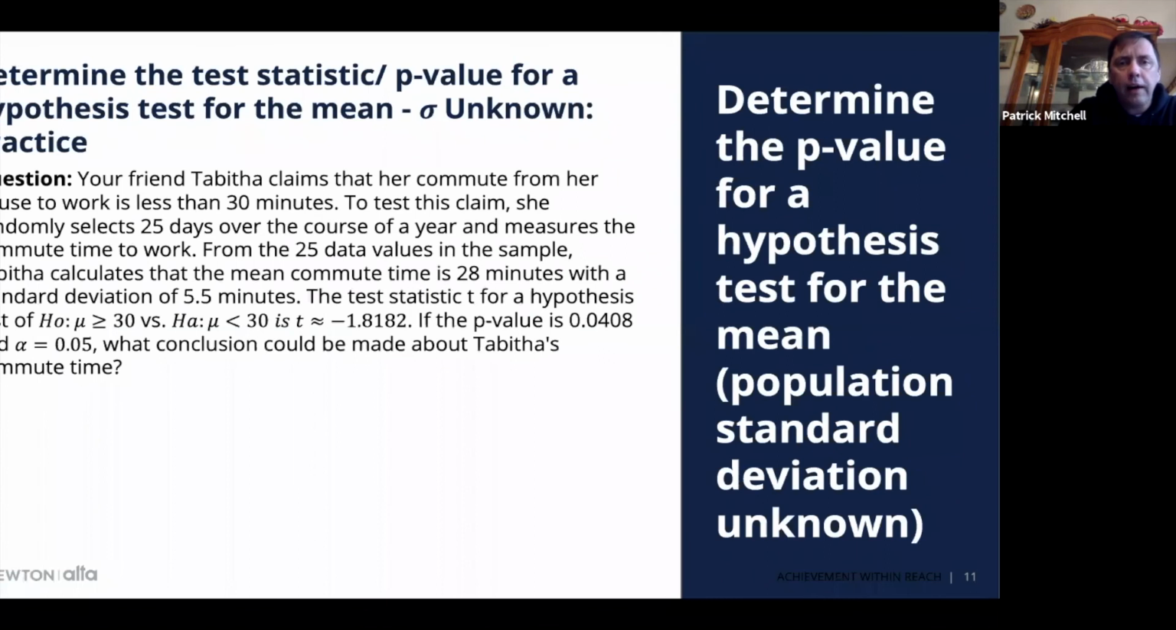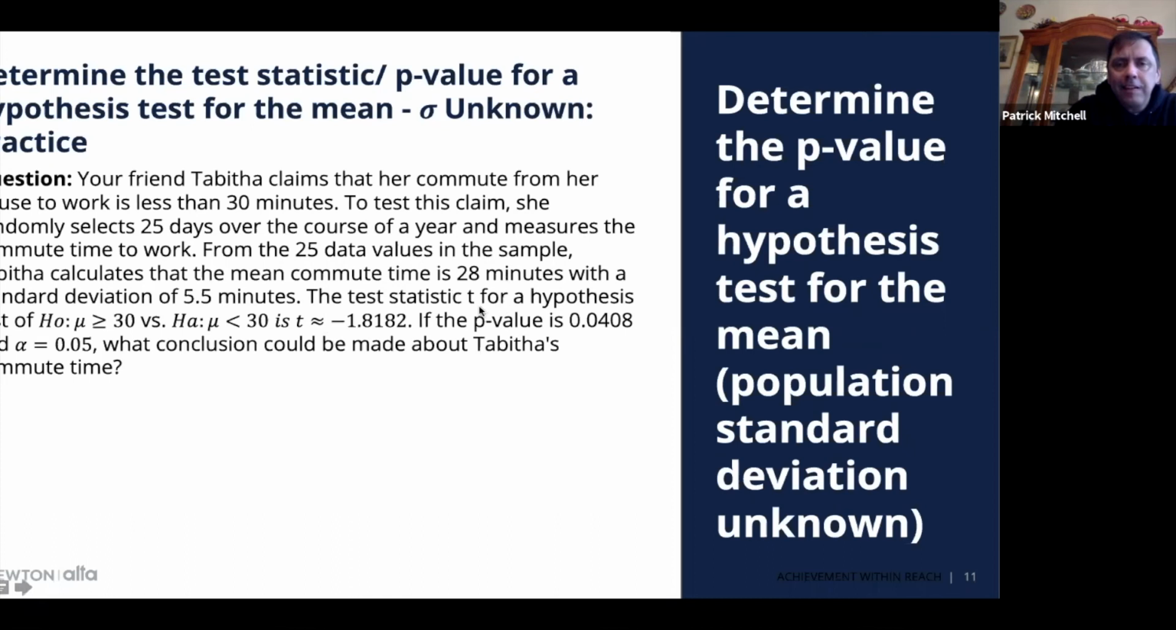So here's the Tabitha example back again. This time we're going to make our conclusion. Tabitha claims that her commute from her house to work is less than 30 minutes. To test this claim, she randomly selects 25 days over the course of a year and measures the commute time to work. From the 25 data values, they fixed that typo this time, in the sample, Tabitha calculates that the mean commute time is 28 minutes with a standard deviation of 5.5 minutes.